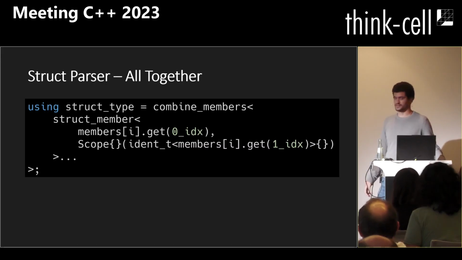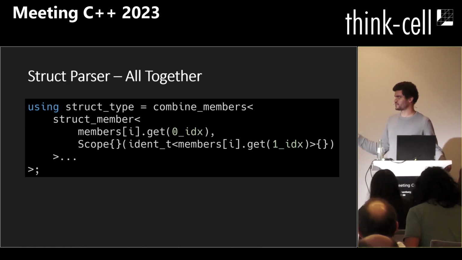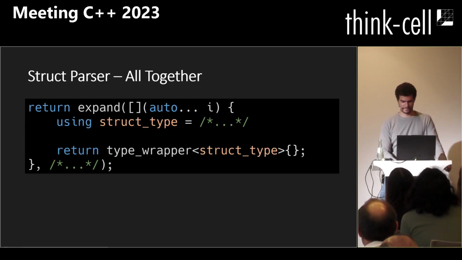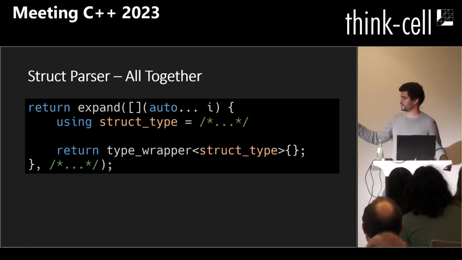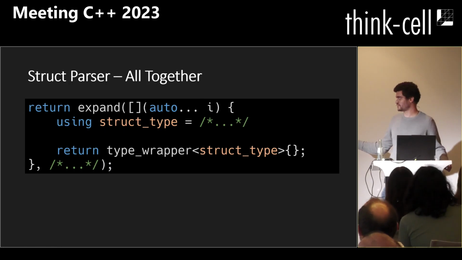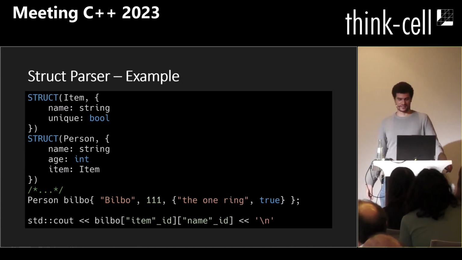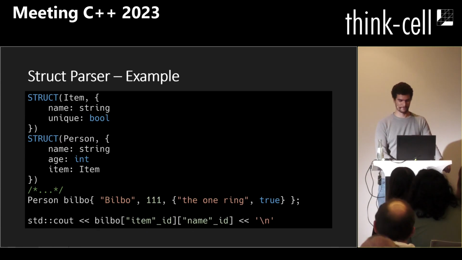So the first one is the identifier of the data member, and we can pass it as is. The second one is the type of the data member, and we use the scope lambda to convert it from an identifier to a type wrapper. Finally, we can return the combined struct type as a type wrapper from our expand function. And this is an example of how our new syntax looks like. Inside the struct macro, the text is converted into a string literal and passed to the create struct function.